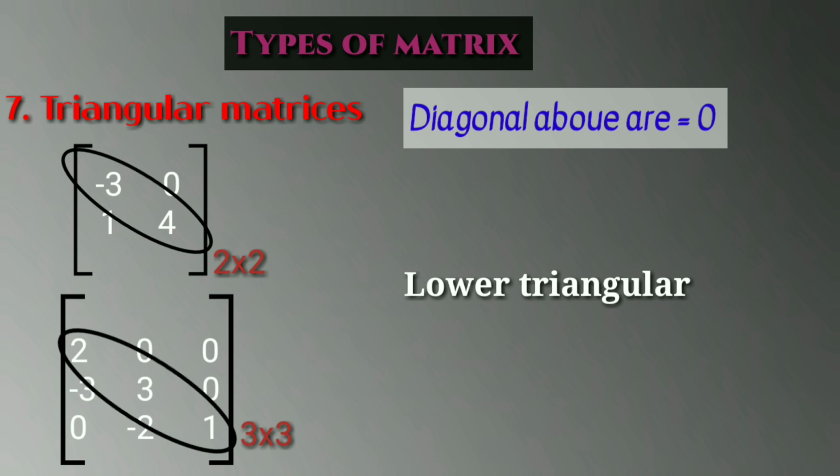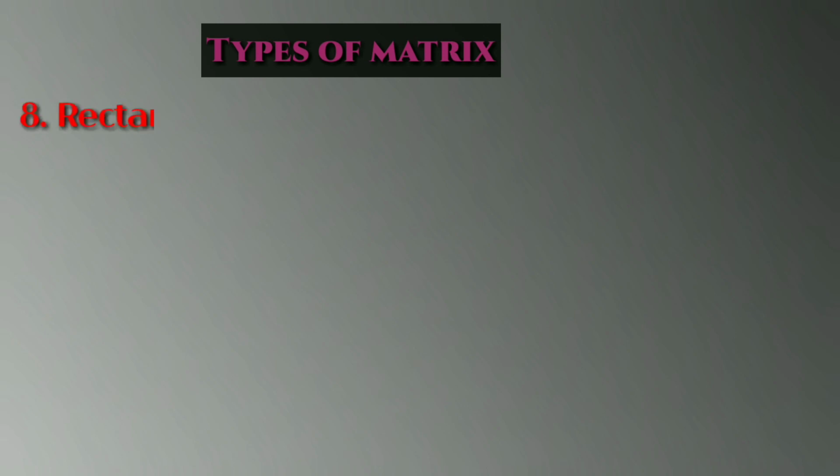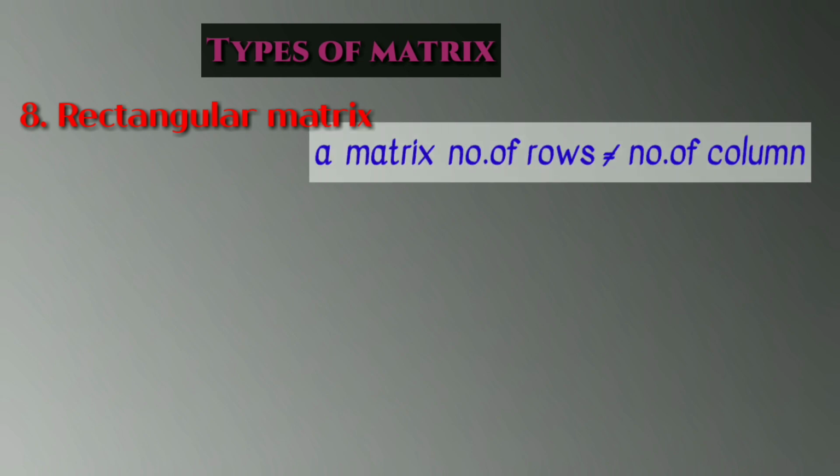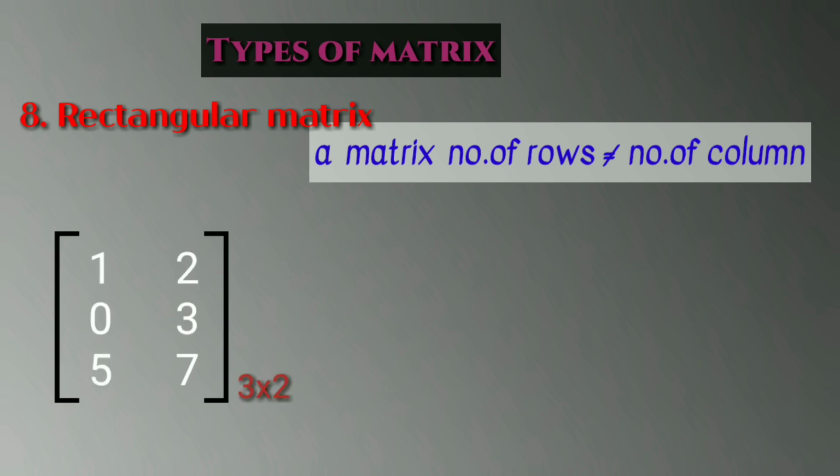That's it. So the eighth one, rectangular matrix. The definition: a matrix in which the number of rows is not equal to the number of columns is called a rectangular matrix. So here 3 cross 2, we have 1 2 0 3 and 5 7, it is a matrix, and here 3 rows and 2 columns. So number of rows not equal to number of columns. And here 2 cross 3, another example. Here 1 2 0 0 3 minus 2, it is a 2 cross 3, and here also the number of rows is not equal to the number of columns. That's it. This is the rectangular matrix.